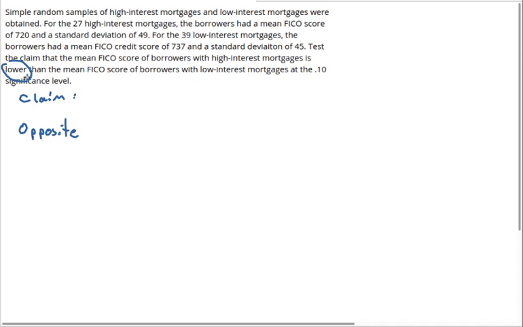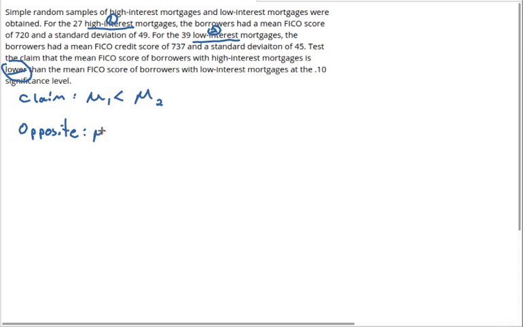So the claim, that's why I circled this lower, is that, well, we're dealing with mean, so I'm going to use my mu symbol. Lower suggests that we use the less than symbol, and then mean. And I'm going to label these mu1 and mu2, and I generally look at this as the first one I read, that is high interest mortgages, that'll be my sample 1, and my low interest will be my sample 2, because that came second.